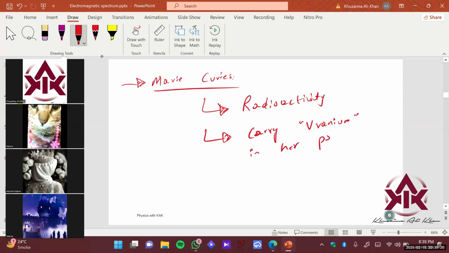At that time this phenomenon had not been discovered. So what happened? It emitted gamma rays, which went inside Marie Curie. It caused cancer in her stomach side, in her body. And she died of cancer, right? So she died for the love of physics.